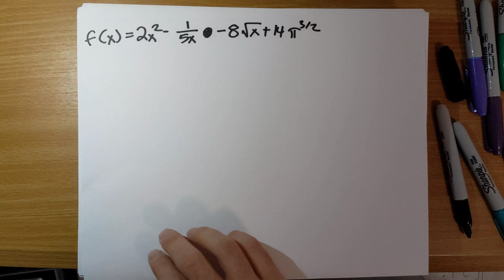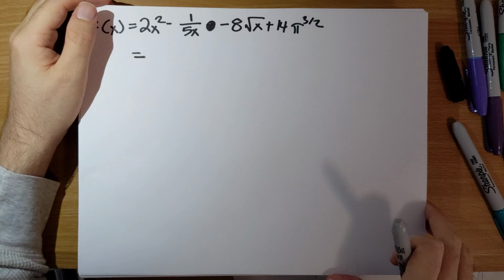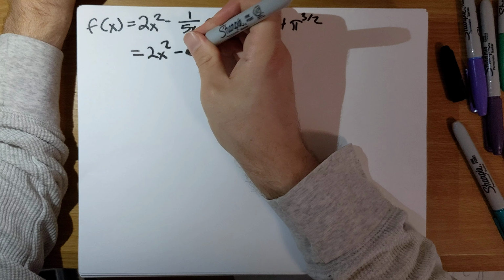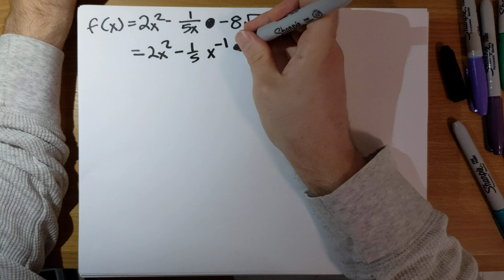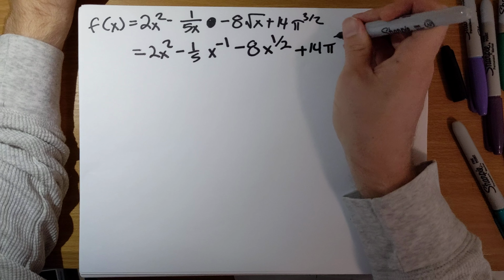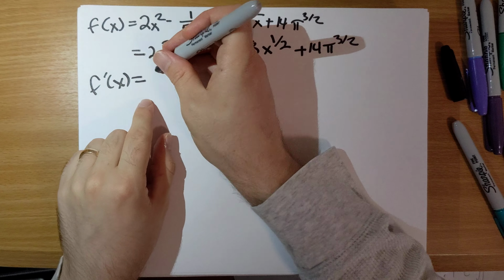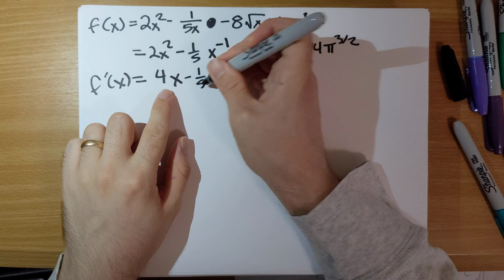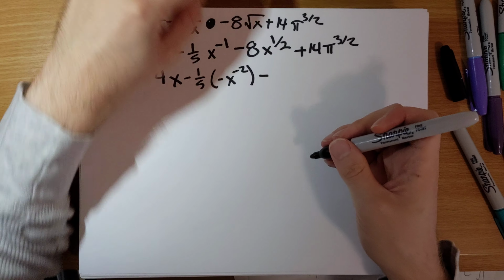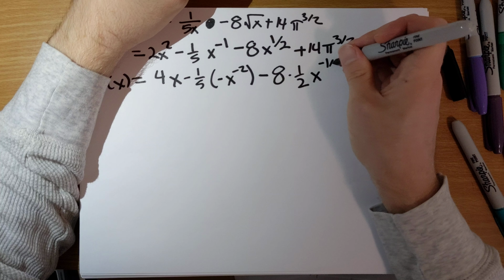Problem number 39 is just checking to make sure you know derivative rules and stuff like that. I'm going to rewrite the exponents here. This is minus 1/5 times x to the minus first power, minus 8 times x to the 1/2 power, plus 14 pi to the 3/2. So the derivative of 2x squared is 4x. Minus 1/5 times the derivative of x to the minus 1, which is minus x to the negative second power. The derivative of x to the 1/2 is 1/2 x to the negative 1/2 power.